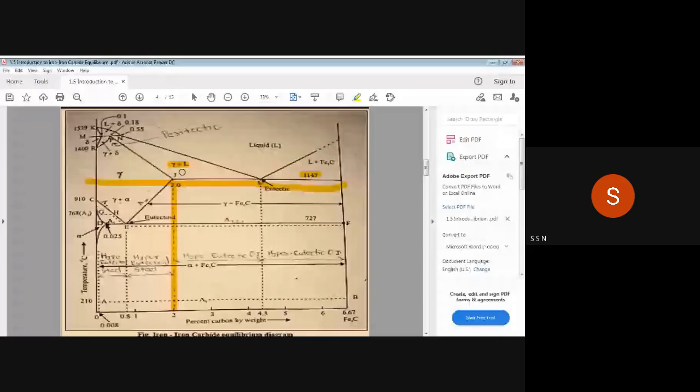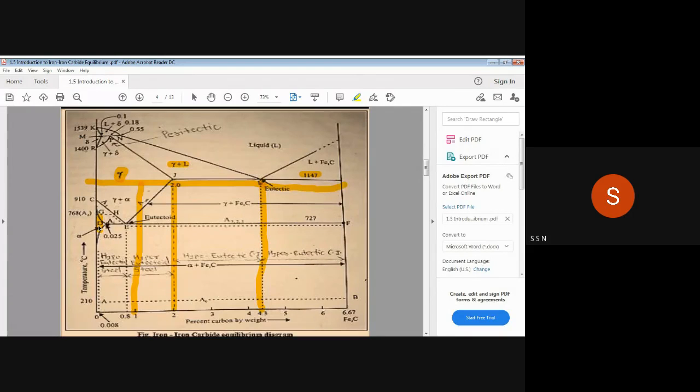Again, at 4.3% of carbon and a temperature of 1147, it is also under solid condition. But if you consider the percentage of carbon as 1% and this temperature as 1147, here the phase will be different, and that phase is gamma austenite, because austenite is a solid solution of iron and carbon. Here also, this small portion we have seen is alpha ferrite. If 0% of carbon is there, it is just called alpha iron.